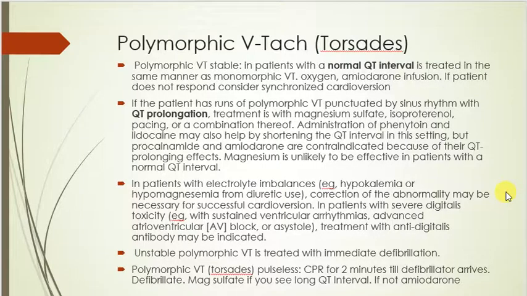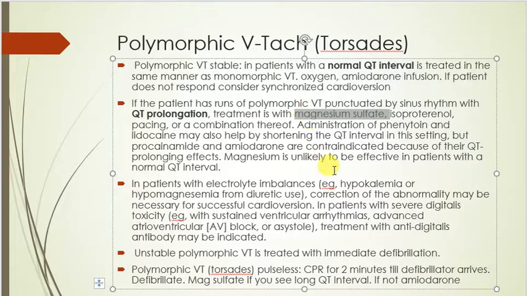But if this patient has runs of polymorphic VTAC with a sinus rhythm, you can see the QT interval, right? So if it's prolonged, the first thing you're going to look at is giving mag sulfate, because people with hypomagnesemia tend to go into torsades or polymorphic VTAC. Magnesium is unlikely to help somebody with a normal QT interval, but for somebody who has a prolonged QT interval, it's most likely a mag related thing.